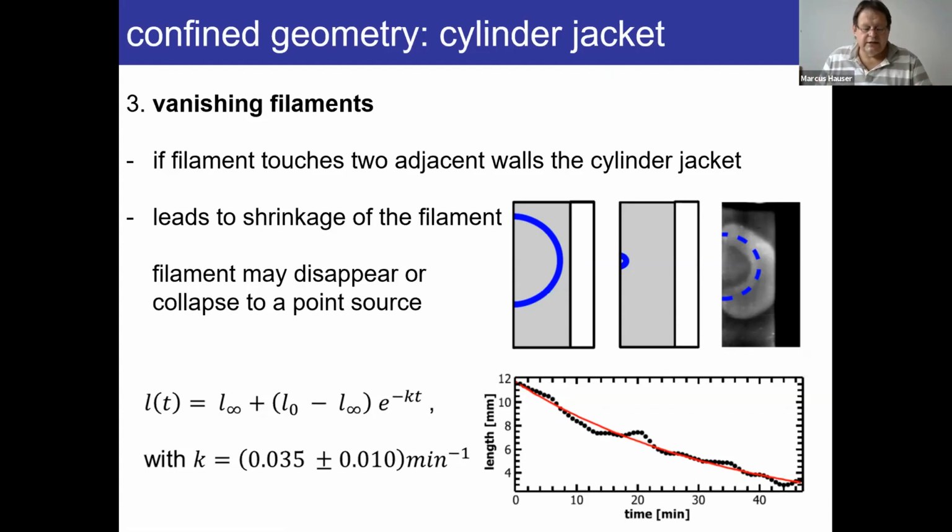the adjacent walls, because we have a negative line tension, so the filament will shorten. What we see in the graph is that it will be shortening until it gets here, and here we see this kind of experiments, and the filament will either disappear or collapse to a point source. This depends on the gel.